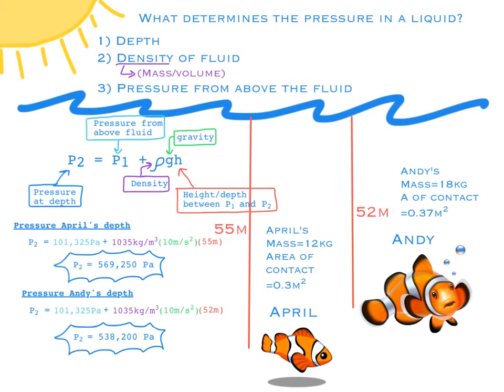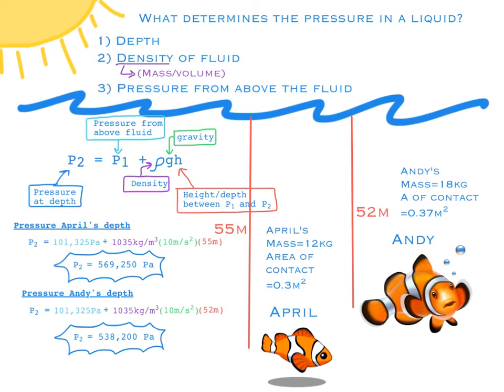So if you did anything wrong, it might have been in the algebra, so check your work, and hopefully you got it correct. Now I want you to notice something. You were given this information here, April's mass and her area, Andy's mass and his area. Did we use that? No, we didn't. We only used the values that were in this expression here. So when it comes to pressure in a liquid, we're only going to be dealing with these factors.